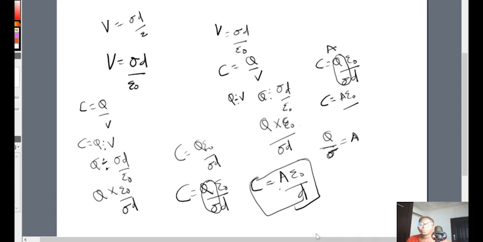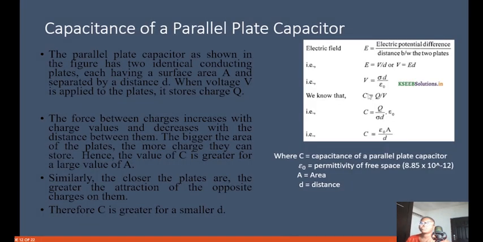So let's go to our slide to check it again. You can see now that our capacitance of the capacitor is equal to this. Epsilon naught is the permittivity of free space, C is the capacitance of the capacitor, A is the area, and D is the distance. So we have gotten another formula for the capacitance of a parallel plate capacitor.